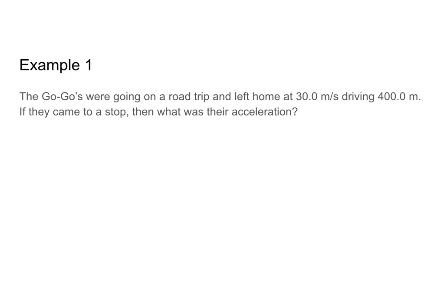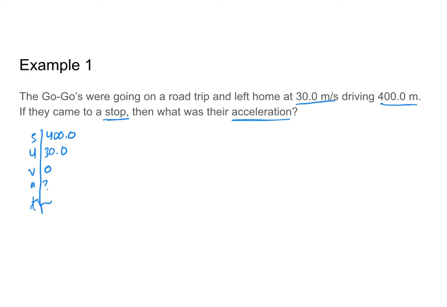Okay, so before I finish the video, I'm going to do one example of how this is all going to work in physics. The Go-Go's were going on a road trip and left home at 30 meters per second, driving 400.0 meters. If they came to a stop, then what was their acceleration? So I'm going to fill out my SUVAT table. Their initial velocity is 30.0. They drove for 400.0 meters, and they came to a stop, so their final velocity is 0. And I want to find their acceleration.